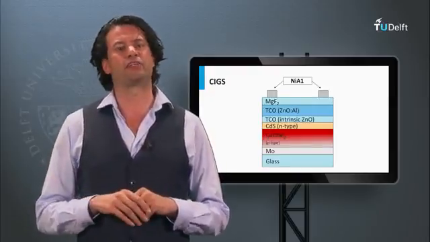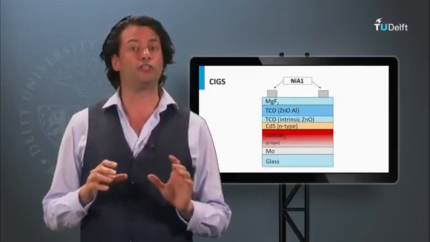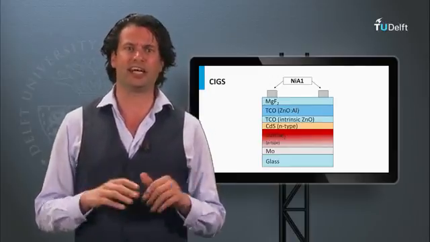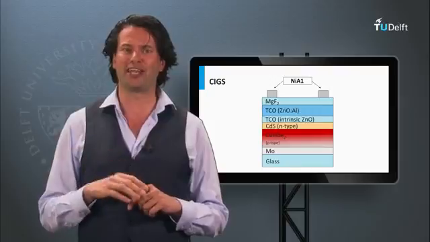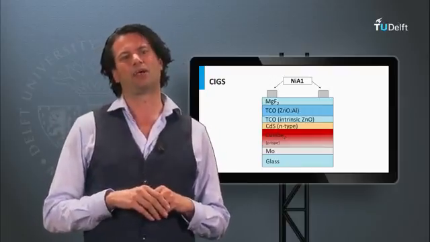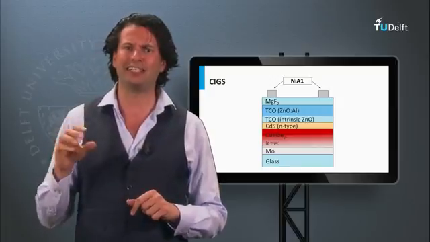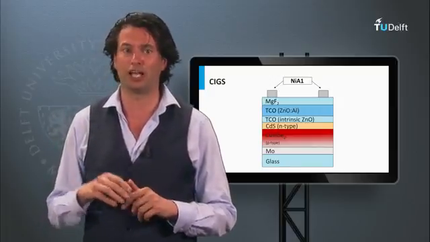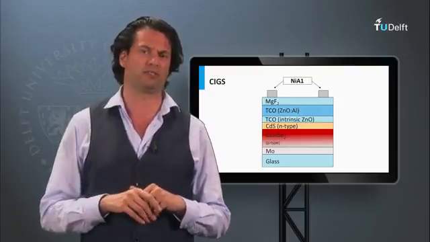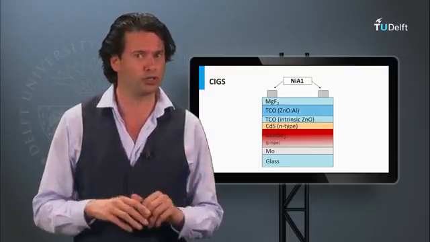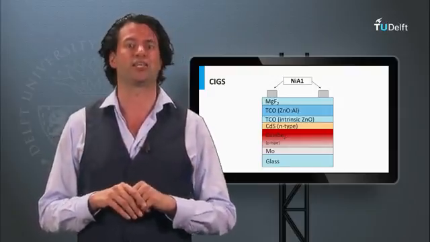Another thin film PV technology based on a chalcogenide alloy is CIGS, which stands for copper, indium, gallium selenide. Among the thin film PV technologies, it has the highest demonstrated conversion efficiency on lab scale, just above 20%. It belongs to the second generation PV technology as well.